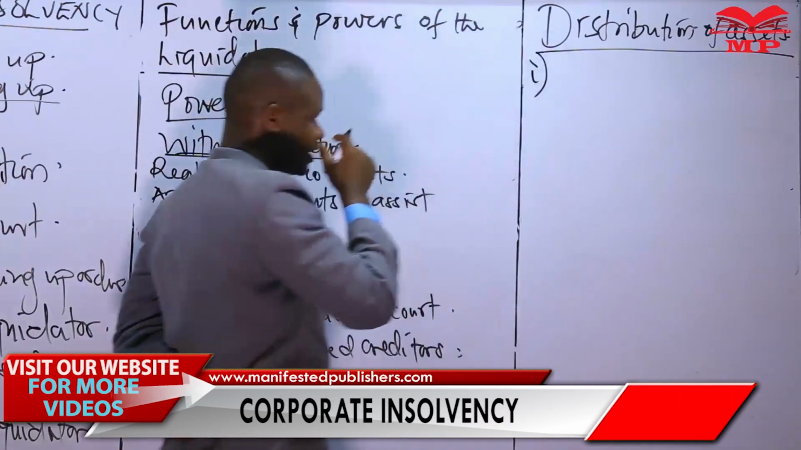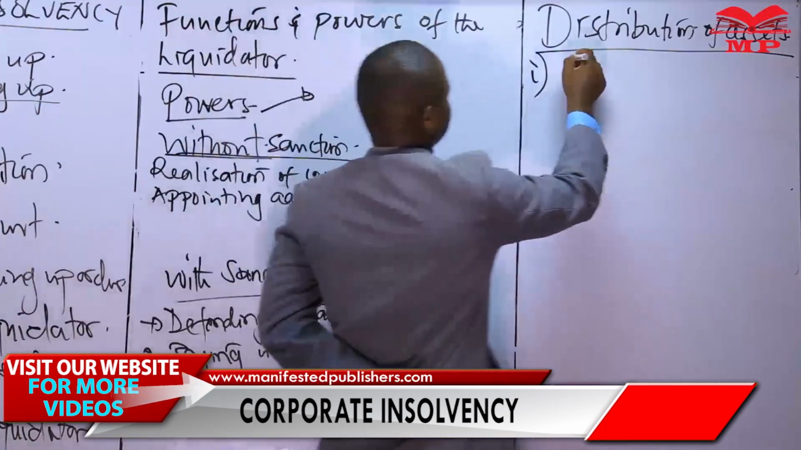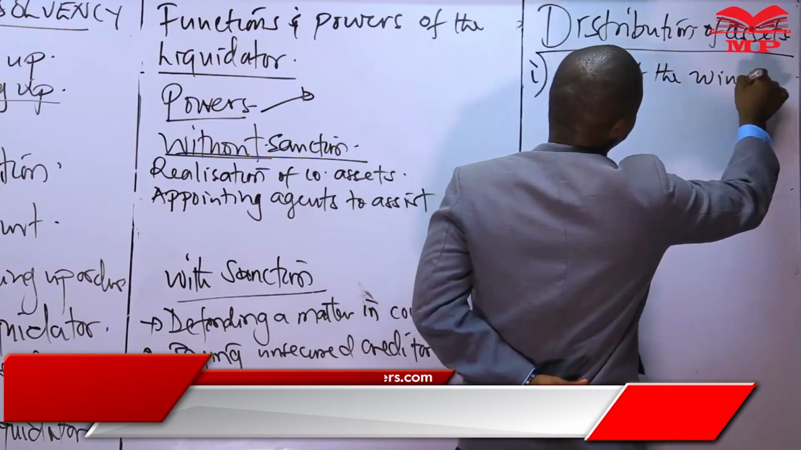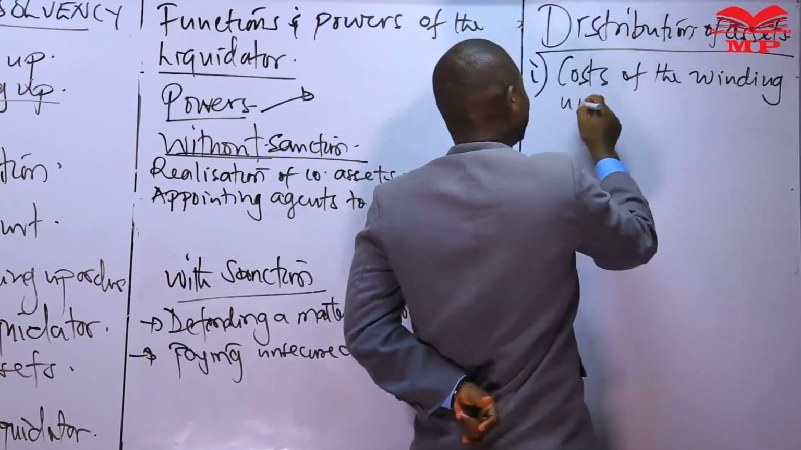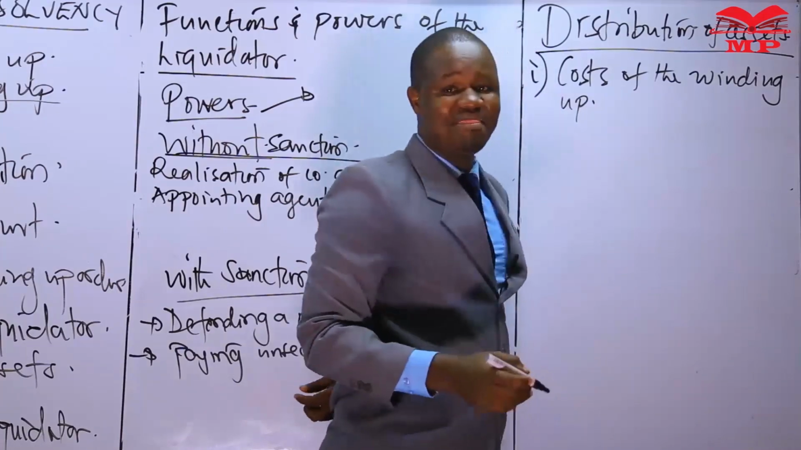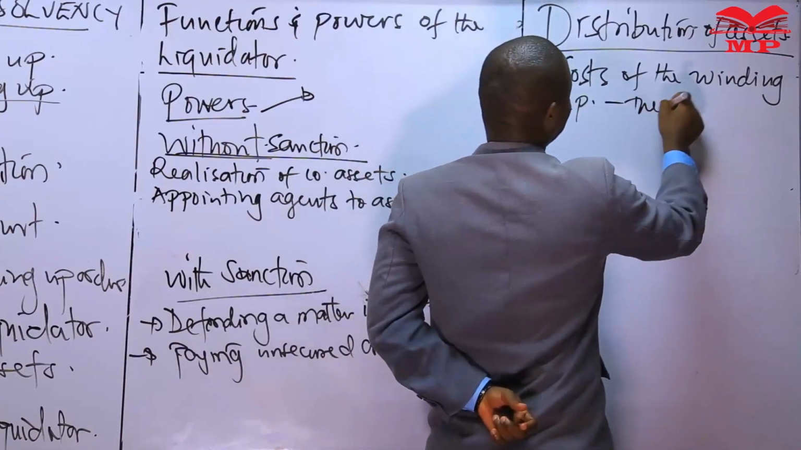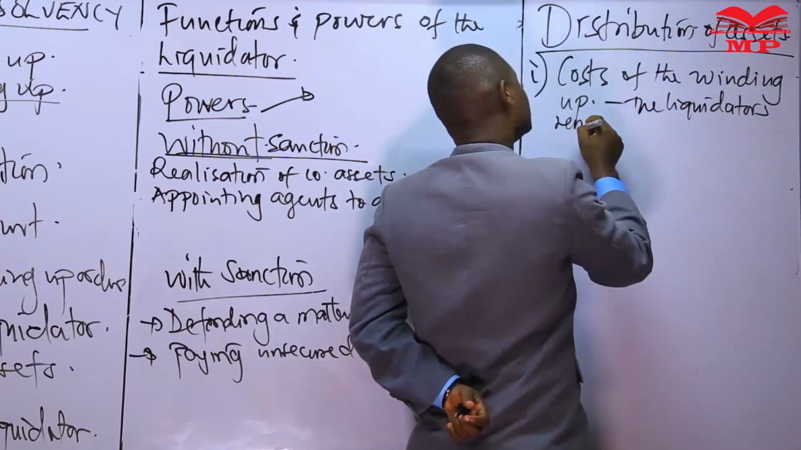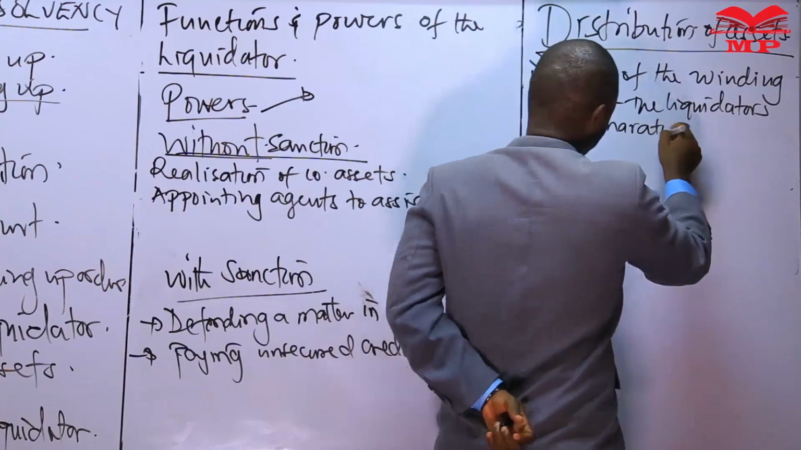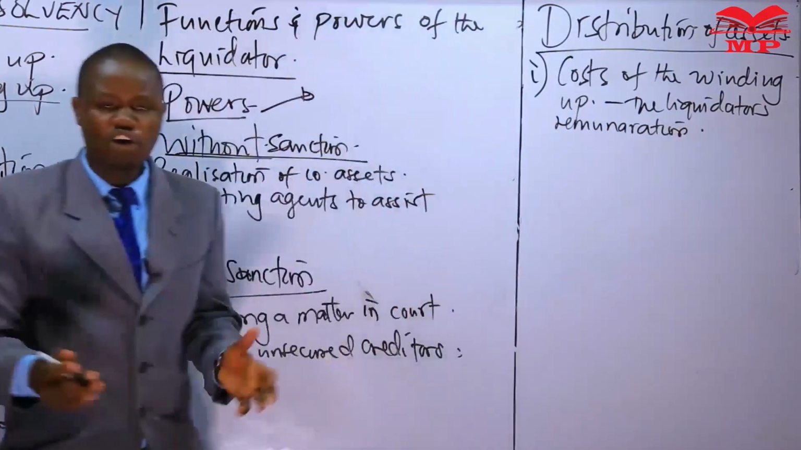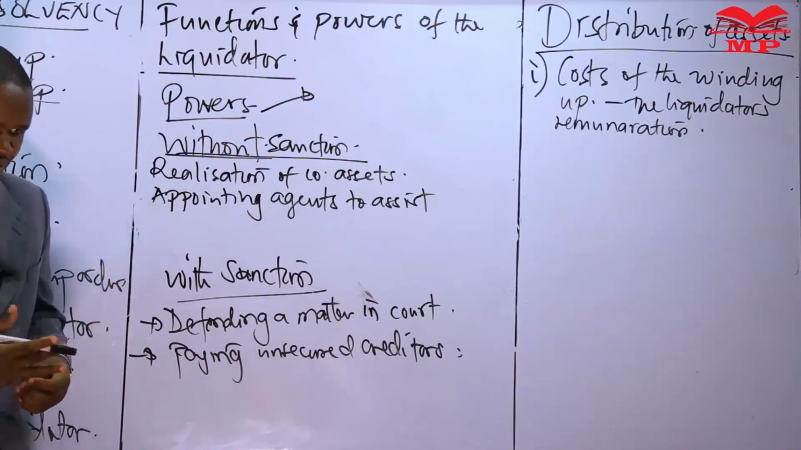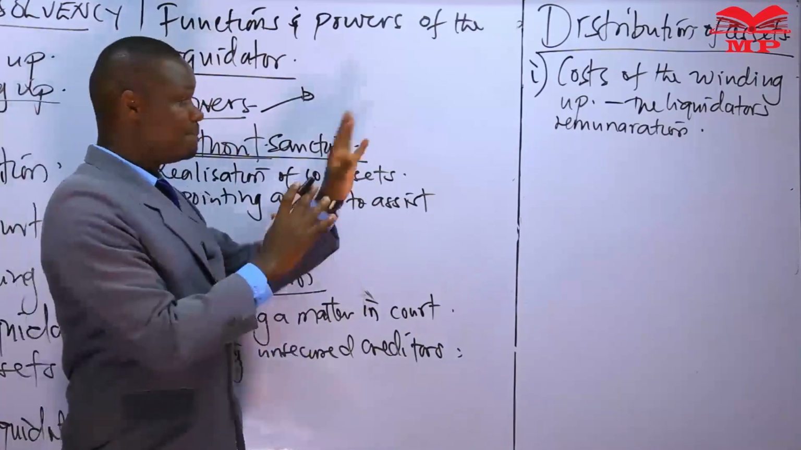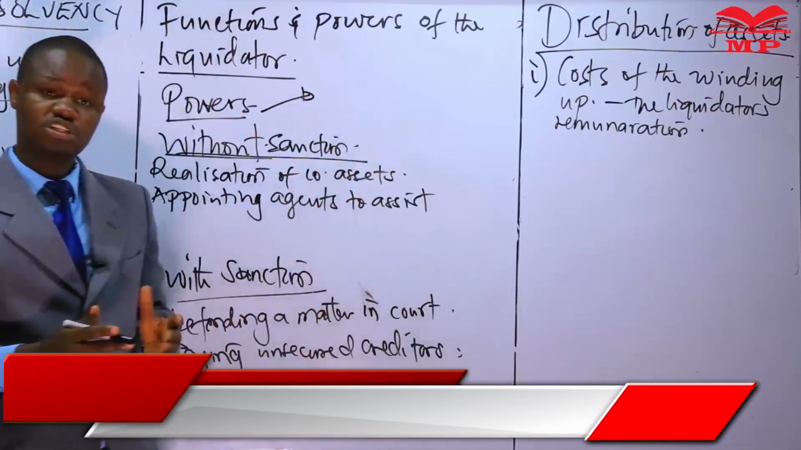Number one in that order is usually the costs of the winding up. The costs of the winding up are number one on the list, and these costs include the liquidator's remuneration. The liquidator's remuneration is top in that list, as is any cost that this company incurred during the winding up process. They needed some agents to be appointed to assist them. Those agent fees are part of these costs.